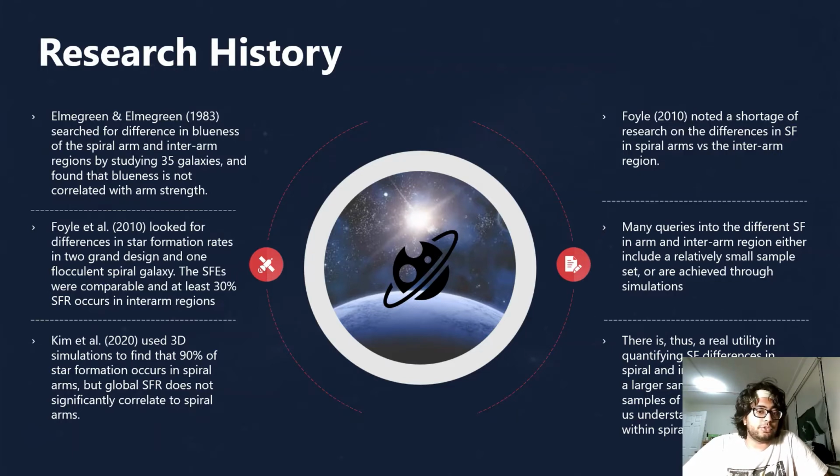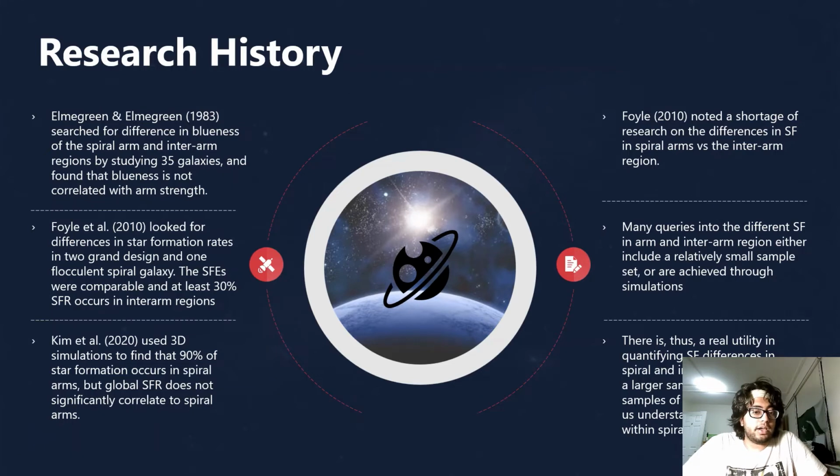We have also Foyle et al. 2010, and this paper looked at 3 galaxies, 2 spiral grand design galaxies and 1 flocculent galaxy, which is another way of saying that there are multiple instances of weaker spiral arms, but many numerous spiral arms throughout the disk of the galaxy. And they found that the interarm regions of these spiral galaxies are home to significant star formation, and this is something that we corroborate later on.